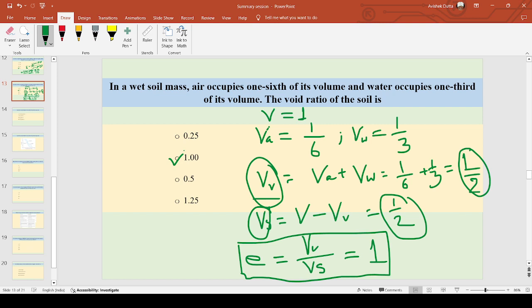Void ratio equals volume of void by volume of the soil solids, volume of void divided by volume of the soil solids. So the answer here is 1. Next question.